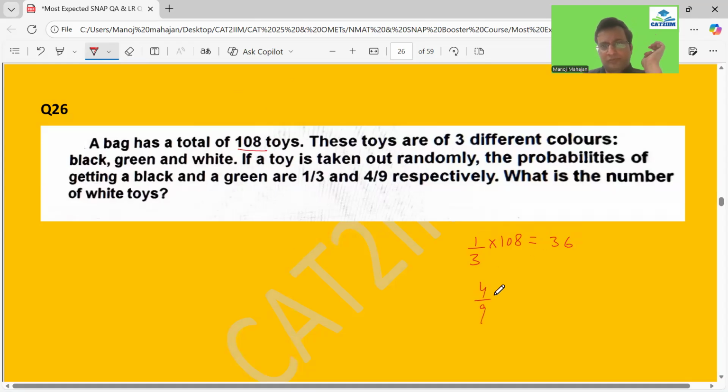And if I calculate 4 by 9 of this, what do I have is 48 would be green, right? So let me add this. 84 we have black as well as green together, right? So white if I want to find out, so let's subtract 84 from 108. So 24 would be the answer, right?